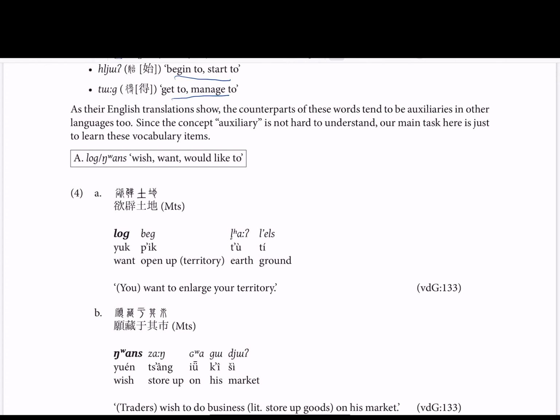So yu is the auxiliary verb want. Pi is the main verb, open up territory. And tu di is a compound noun that means territory. So as a whole, the sentence means you want to enlarge your territory.